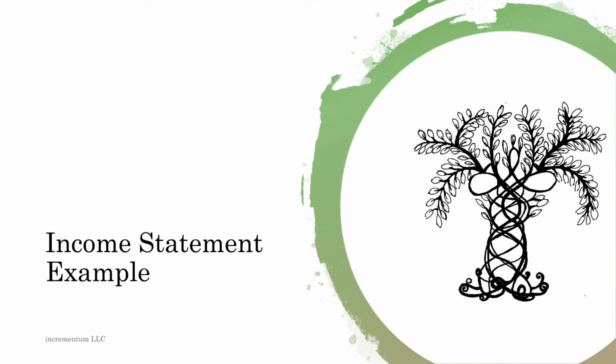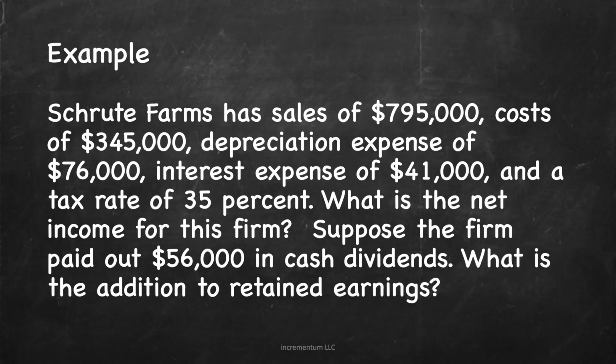In this lesson, we're going to go over an income statement example. Schrute Farms has sales of $795,000, cost of $345,000, depreciation expense of $76,000, interest expense of $41,000, and a tax rate of 35%. What is the net income for this firm?